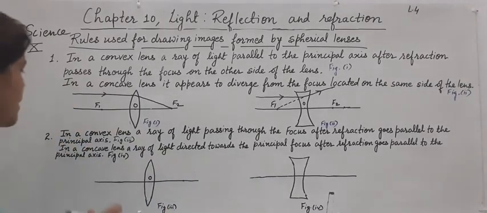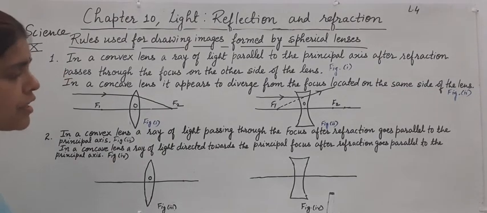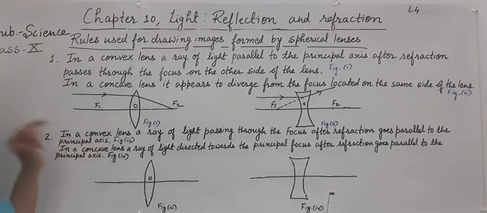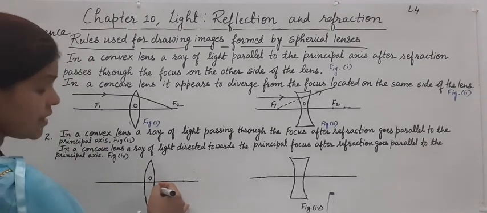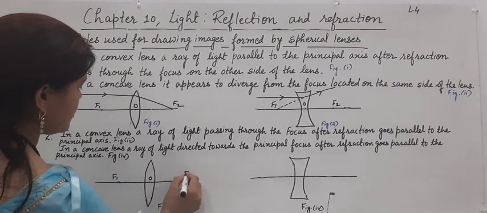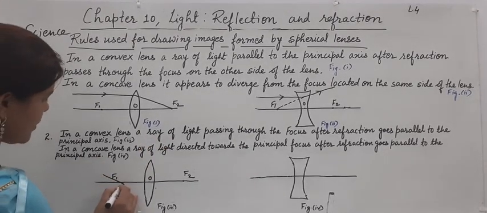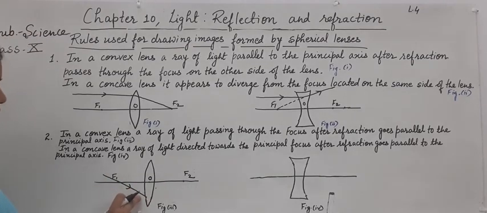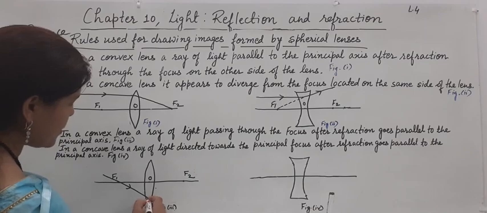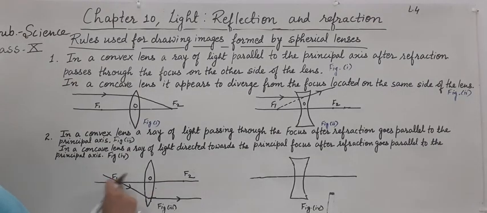Now the second rule. In a convex lens, a ray of light passing through the principal focus, after refraction, goes parallel to the principal axis. This is the convex lens. This is the optical center, F1 and F2. A ray of light passing through the focus. If an incident ray of light passes through this principal focus, then after refraction it emerges parallel to the principal axis. This is our principal axis. So after refraction, this ray emerges parallel to this principal axis.